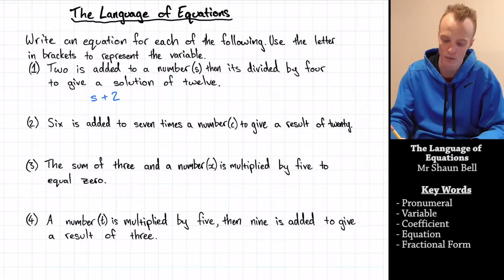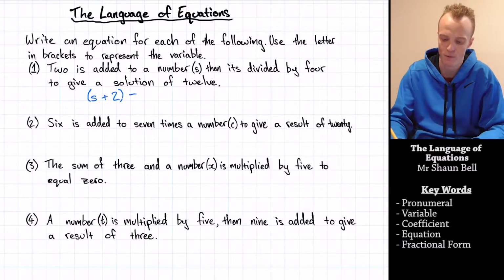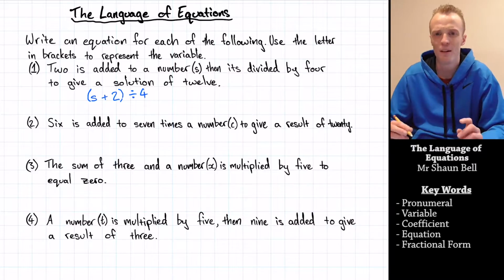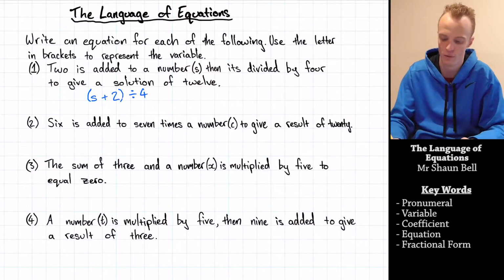To do that, we can put brackets around this statement. BEDMAS says that we must do brackets first. Then we divide by 4. The final part of the statement is to give a solution of 12. That's the same as saying that this is going to equal 12. So this is equal to 12.